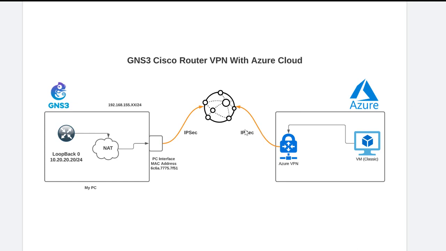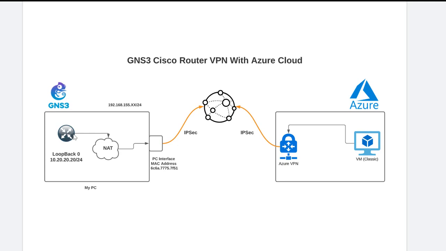So the lab will include, as you can see here, my computer, my PC. In my PC, I have GNS3. In GNS3, I'm going to use a Cisco router IOSv with the loopback 10.20.20.20/24 or /32, whatever. That will be used for testing.